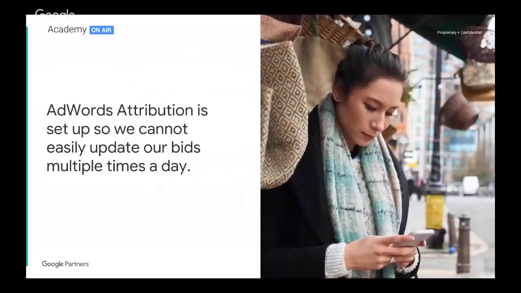It might look a little bit weird as it redistributes to the new model. Exactly. Great. Okay, so AdWords attribution is set up so we cannot easily update our bids multiple times a day. That's true against the non-last click models and also with the last click model. None of our attribution models can give you data to update in real time, and it's not a best practice that we would recommend. If you are looking to do any real-time bidding, we'd recommend using smart bidding. That's the only tool that's going to be able to adjust in real time if you're looking to change or update bids on the day.